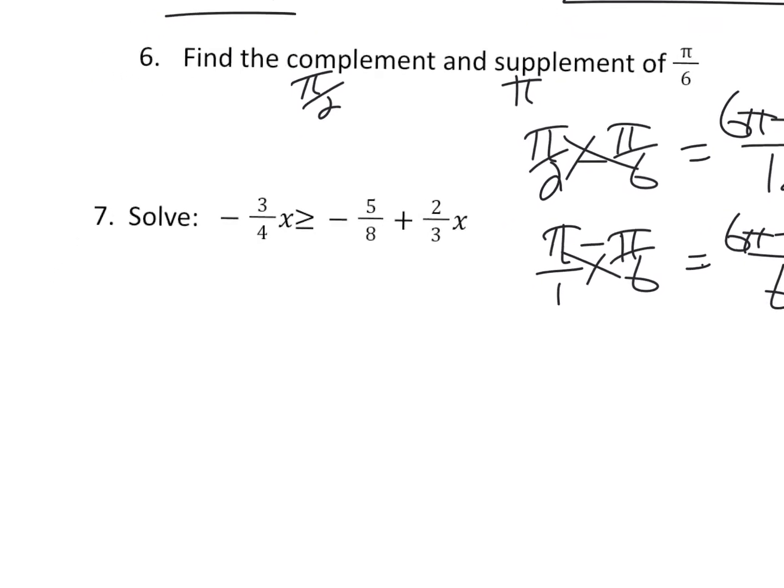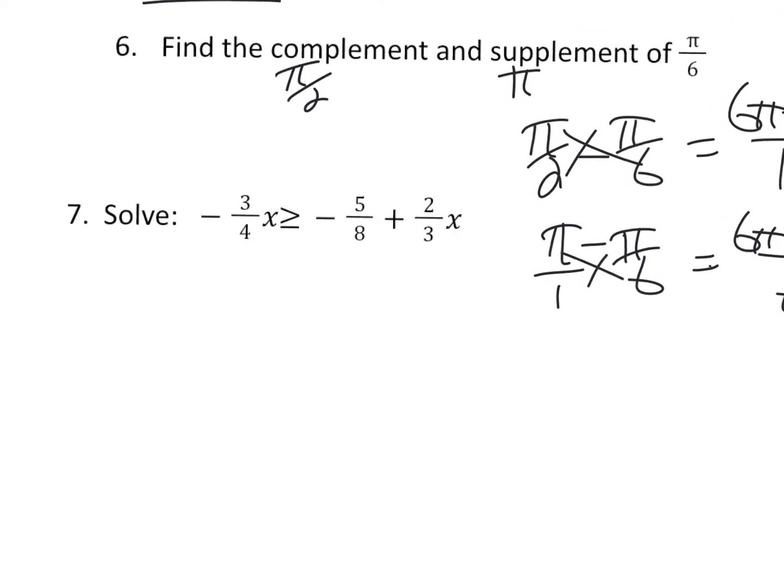Number 7, solve that inequality with all those fractions in it. Because there's fractions, I'm going to multiply by the LCD. I have a 4, an 8, and a 3. So I'm going to take that 8 and start just thinking multiples, because 3 doesn't go into 8. If I do 8 times 2, that's 16. 3 doesn't go into 16. 8 times 3 is 24. All of those go into 24. So I'm multiplying every single term up there by 24.